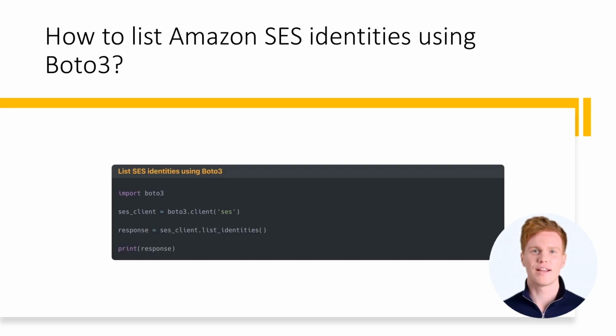To list SES identities, you need to use the List Identities method of the SES Boto3 client. This method returns a list that contains all identities, email addresses and domains, for your AWS account in the current AWS region, regardless of the verification status.